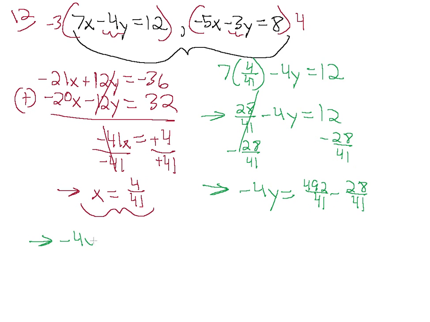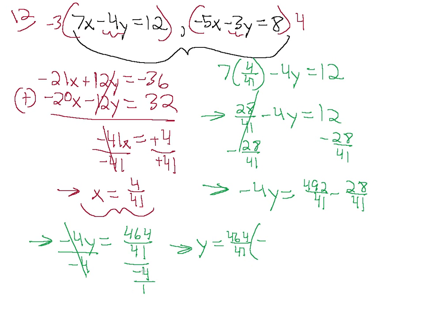Minus 4y equals 492 minus 28, which is 464, divided by 41. Let's go ahead and divide both sides by minus 4 to isolate and solve for the variable positive y. Let's turn this to a minus 4 over 1. These two terms will cancel. So y equals 464 over 41. We're going to flip the second and multiply.